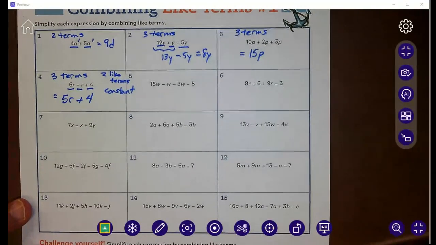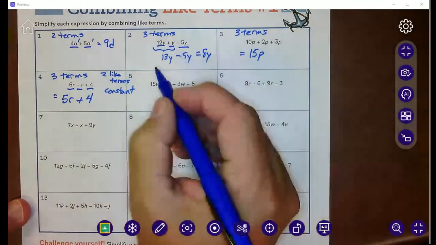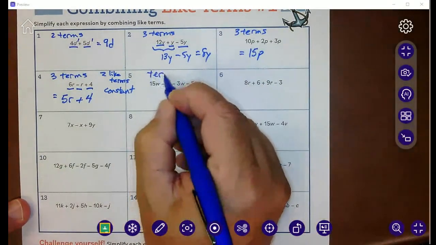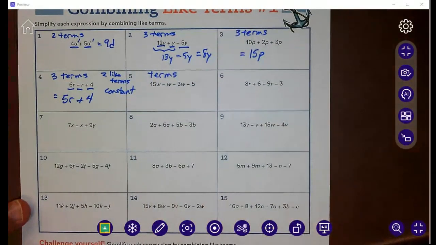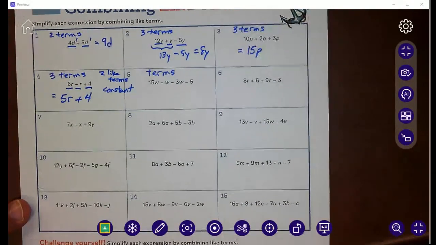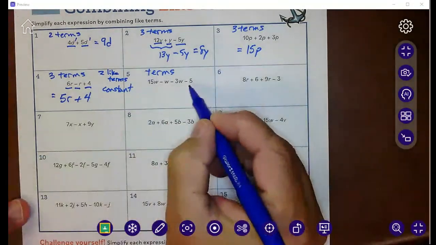Mr. Floyd, I want to know in number 5, how many terms are there? How many terms are in number 5, Mr. Floyd? There are 3 terms. You're close. There are 3 like terms. That 5 is also a term.